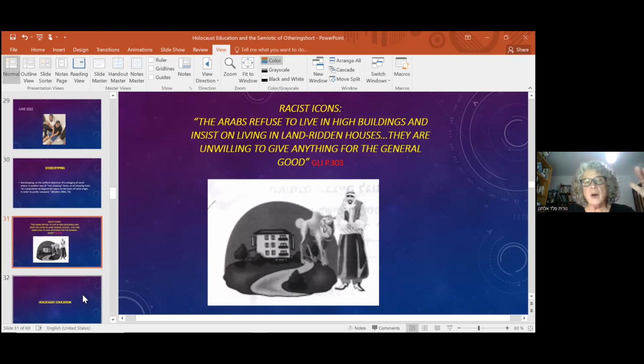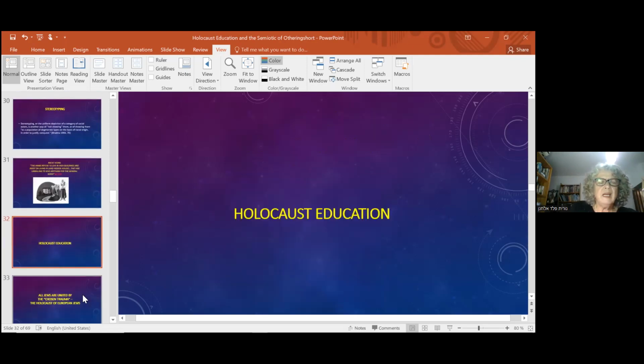So this is how Palestinians are represented in Israeli school books. Beside that, they are Nazified whenever there is talk about them. Now I go to Holocaust education per se.